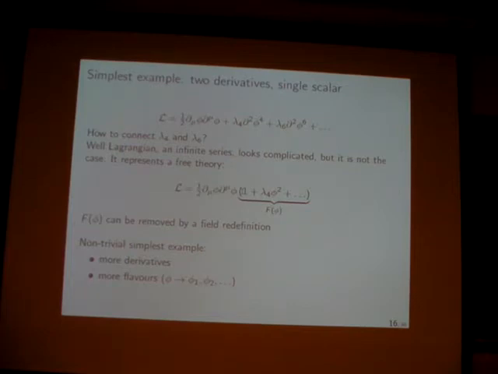Unfortunately, even though it looks generic enough, this is again nothing complicated. It's a trivial free theory, because you can remove those complicated terms by a field redefinition. So after, I don't know, three pages, I'm still missing some simple toy example I can demonstrate the model on. So what is after this?